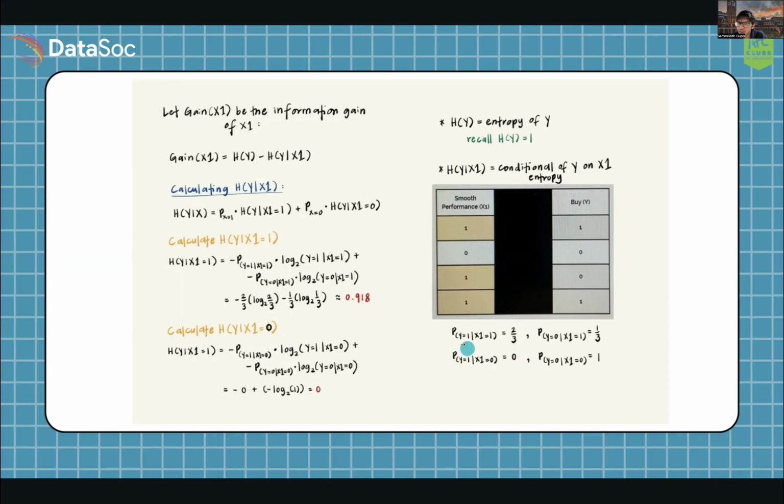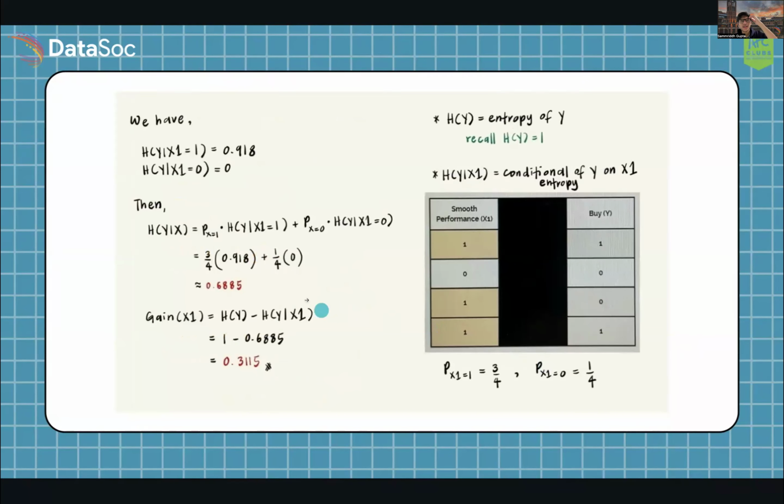So probability of y given X1 is 1 is 2 by 3. Similarly, y is 0 only in one case, right? And X1 is 1 in three cases, so that's 1 by 3. And you can also find out that the probability of y being 0 given X1 is 0 will be 0, and the probability of y being 1 given X1 is 0 will be 1. So we just plug in the values, minus 2 by 3 log to the base 2 of 2 by 3, minus 1 by 3 log to the base 2 of 1 by 3, which comes out to be 0.918. And when we calculate it for y given X1 is 0, plugging in the values again, we get the value of 0.